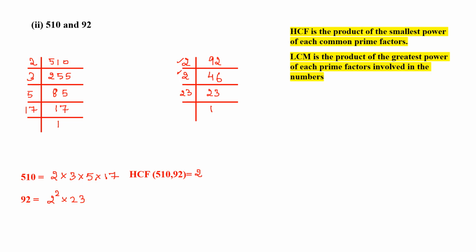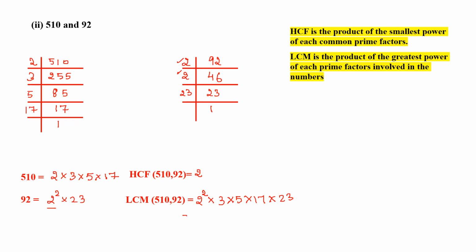Now next we have to find the LCM. LCM is the product of the greatest power of each prime factor. So what are the prime factors used in both the numbers? It is 2, 3, 5, 17 and 23. So first write it. Okay. And to find LCM, you have to multiply it, right? So first I am writing 2 into 3 into 5 into 17 into 23. Now you have to take the greatest power of these prime factors. So greatest power of 2 is 2, which is over here. And the greatest power of 3, 5, 17 and 23 is 1 itself. So you have to leave it like this.